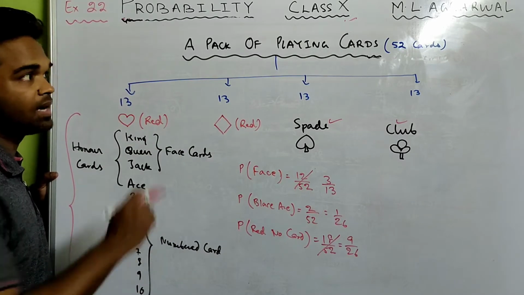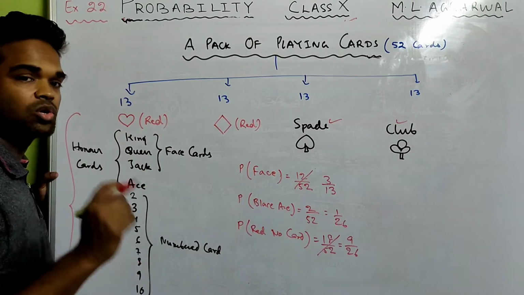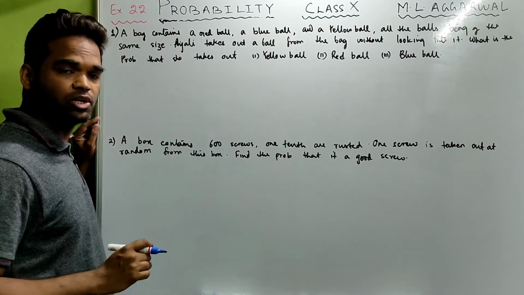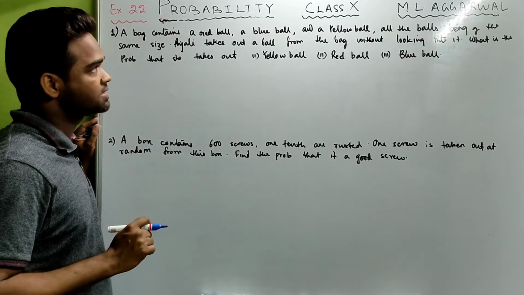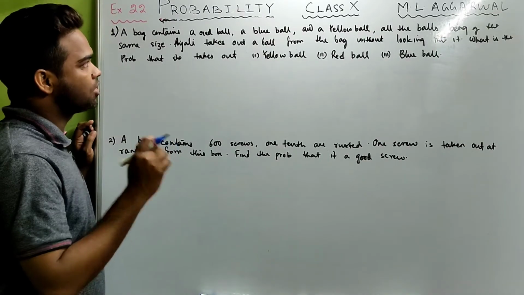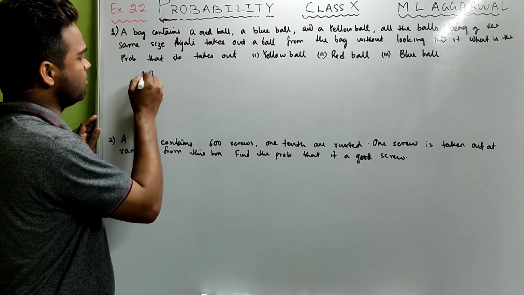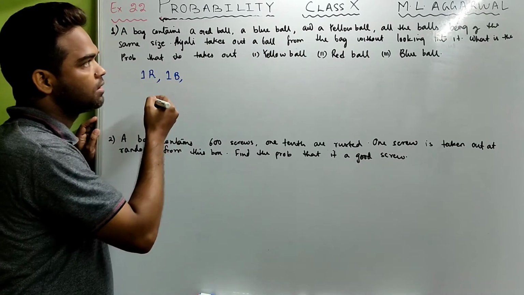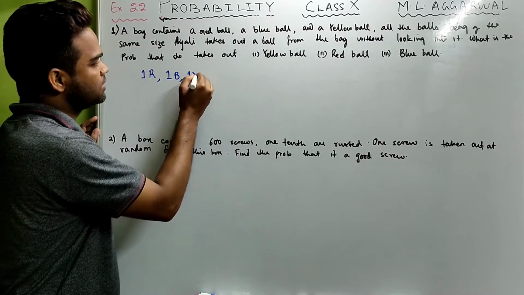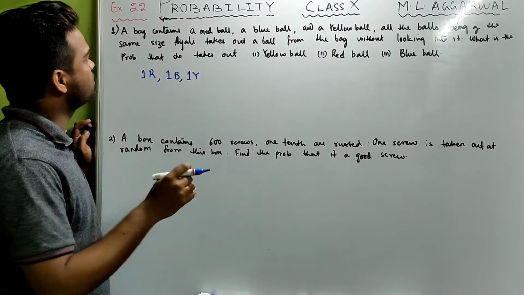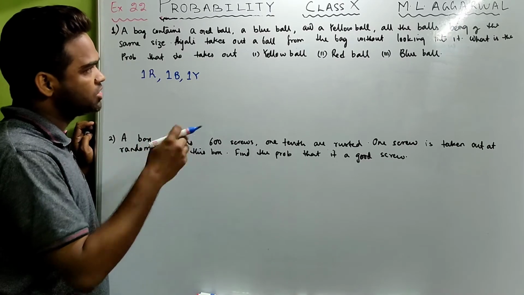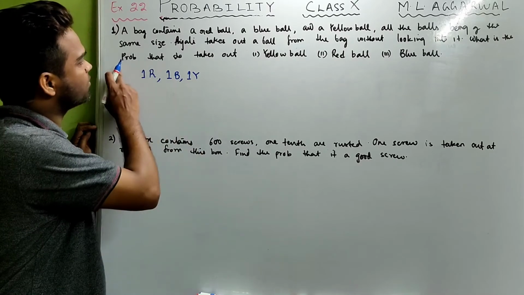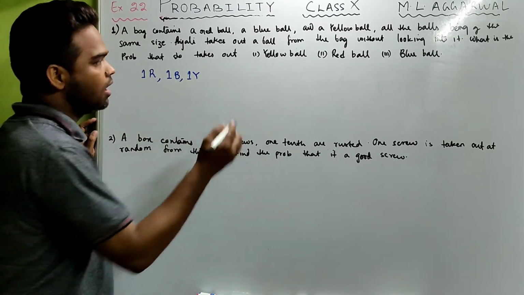Now let us solve sums from ML Aggarwal exercise 22. Now look at sum number 1 from exercise 22, probability, ML Aggarwal, class 10. A bag contains a red ball, so there is one red ball, a blue ball, one blue ball, and a yellow ball, and one yellow ball. All the balls being of the same size. Anjali takes out a ball from the bag without looking into it. What is the probability that she takes out a yellow ball?